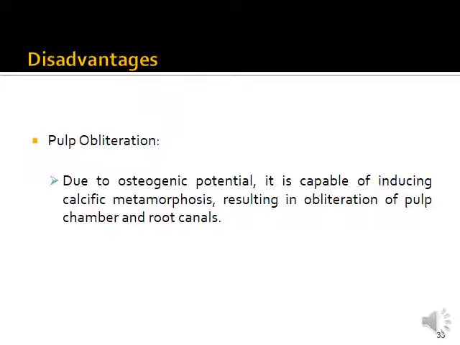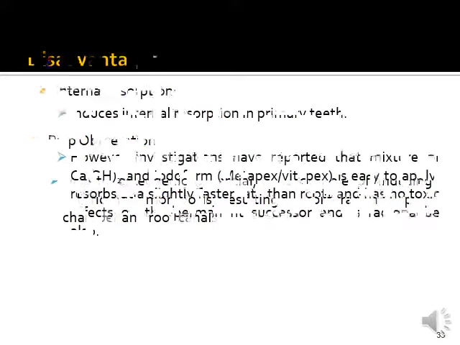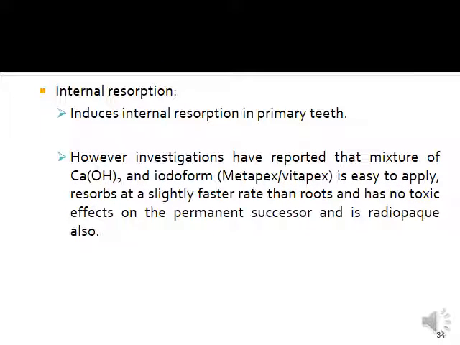Disadvantages. Pulp obliteration: due to osteogenic potential, it is capable of inducing calcific metamorphosis, resulting in obliteration of the pulp chamber and root canal. Resorption in primary teeth: it induces internal resorption in primary teeth. However, investigations have reported that a mixture of calcium hydroxide and iodoform is easy to apply, resorbs at a slightly faster rate than roots, has no toxic effect on the permanent successor, and is radio-opaque also.